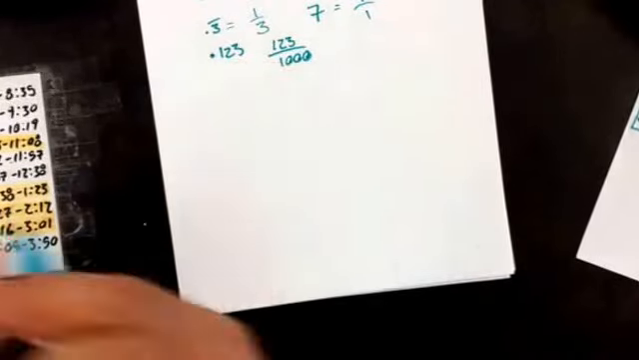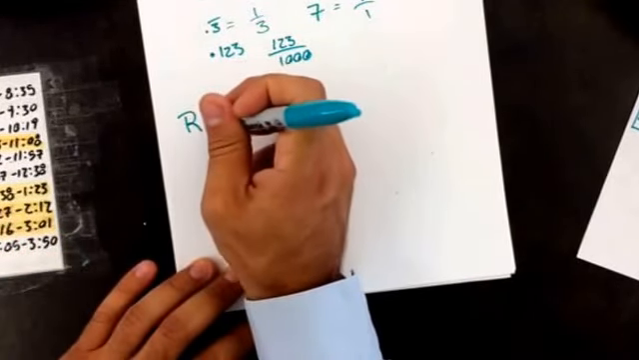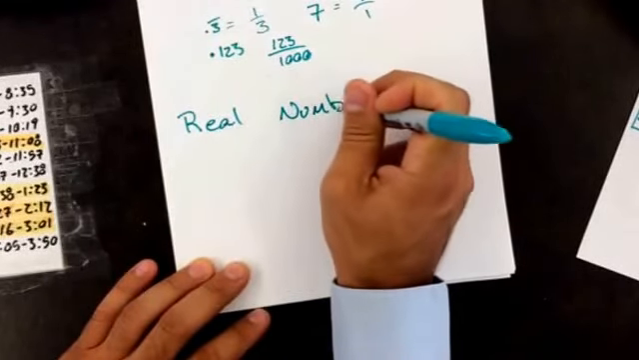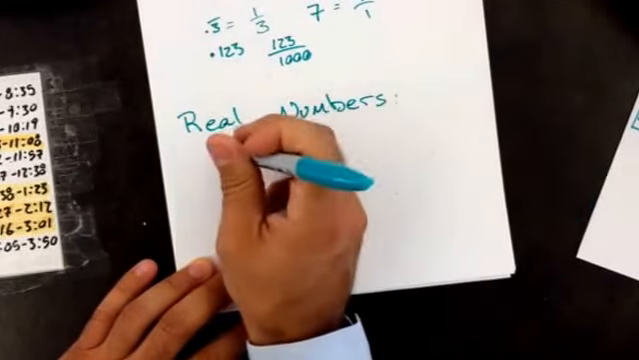The largest group is real numbers. As of right now, real numbers are all the numbers you know.